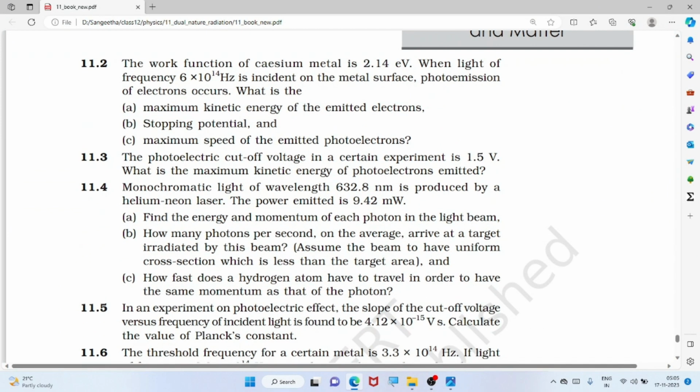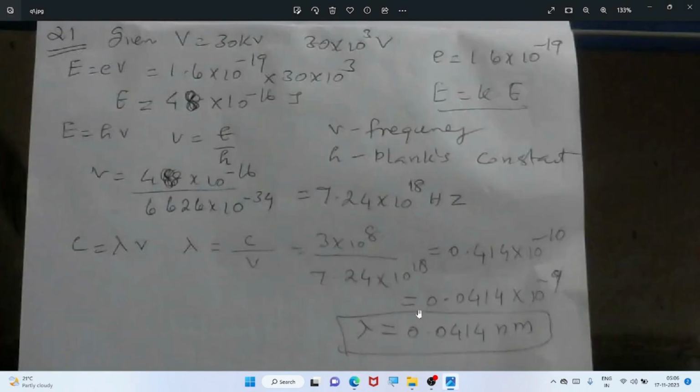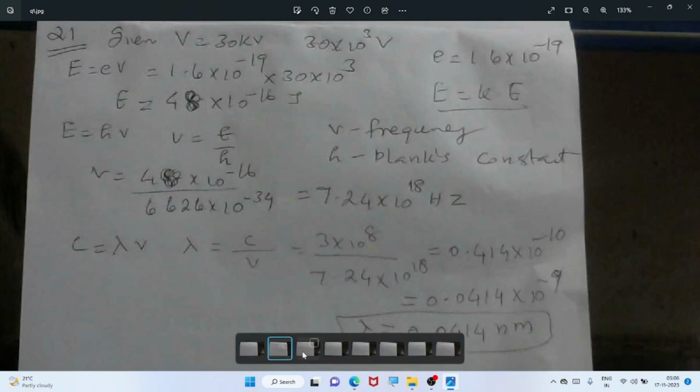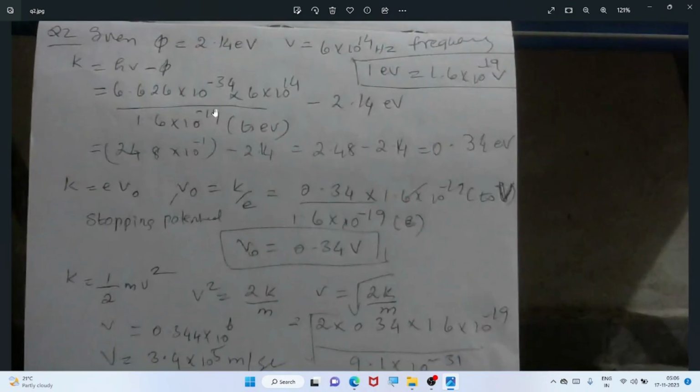The work function phi naught is given as 2.14 eV. When light of frequency v is incident on the metal, photoemission occurs. So what are they asking? The kinetic energy, stopping potential and the maximum speed of the emitted electrons. They have given 2.14 electron volt.